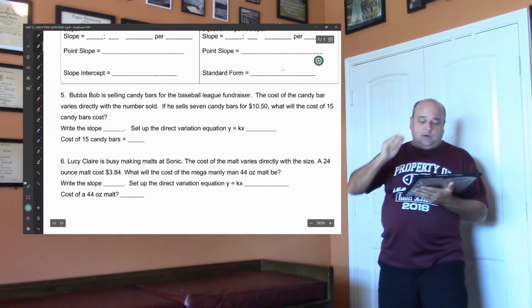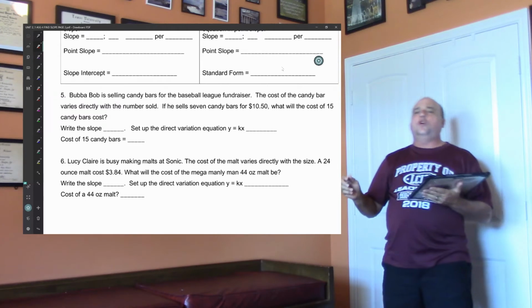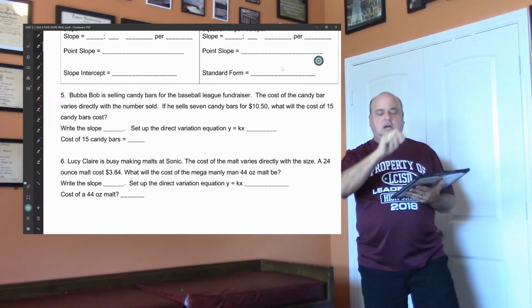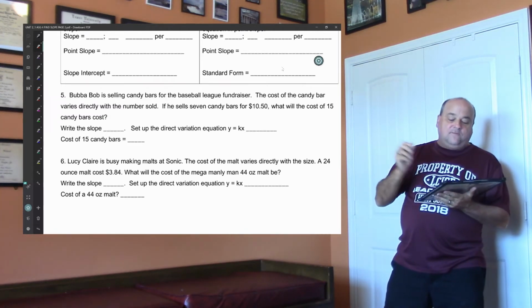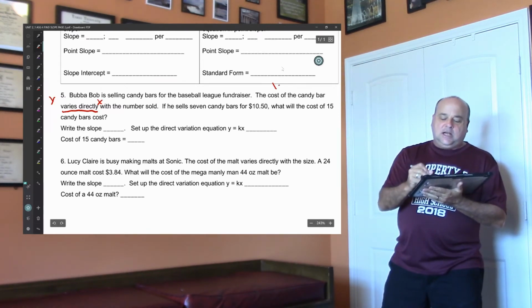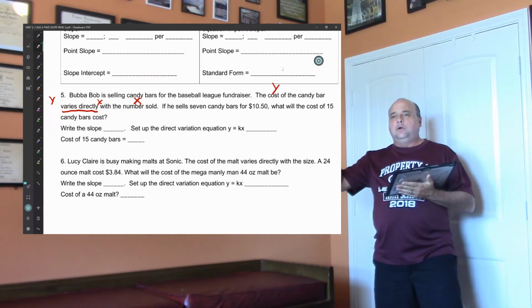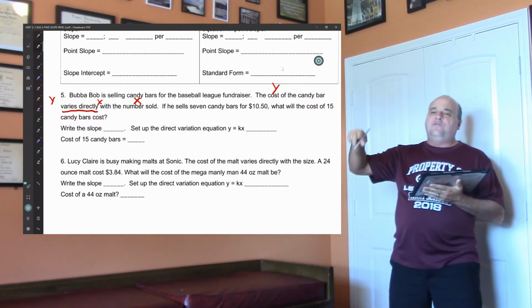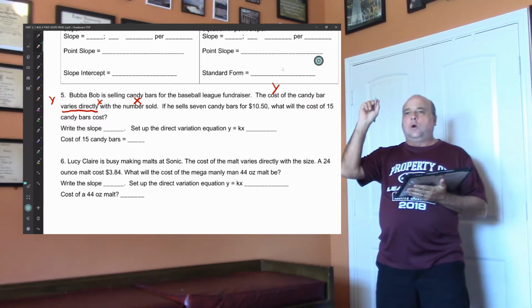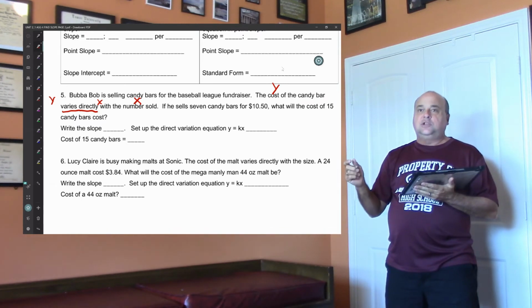Okay, now then on this one right here, Bubba Baba is selling candy bars for the Baseball Fleet fundraiser. Gotta love chocolate. The cost of the candy bar varies, underline varies directly. Remember, y varies directly with x. So the cost varies directly with the number sold. So y varies directly with x. Y is a function of x. Same thing. So our cost is our y, and our number of candy bars is our x.